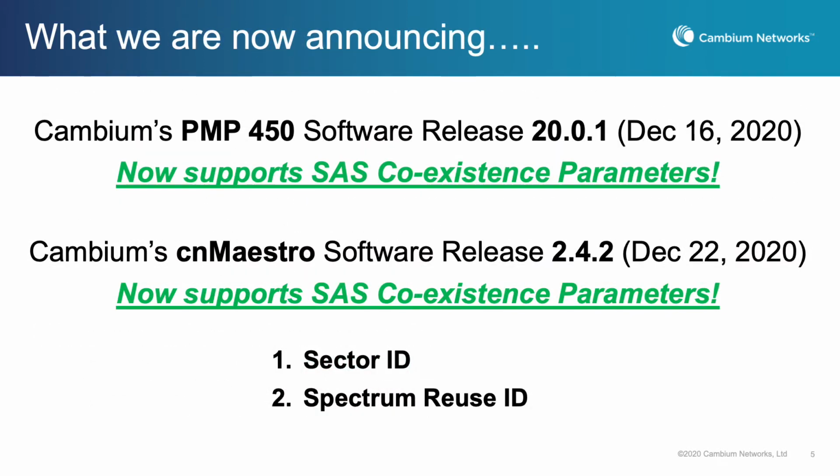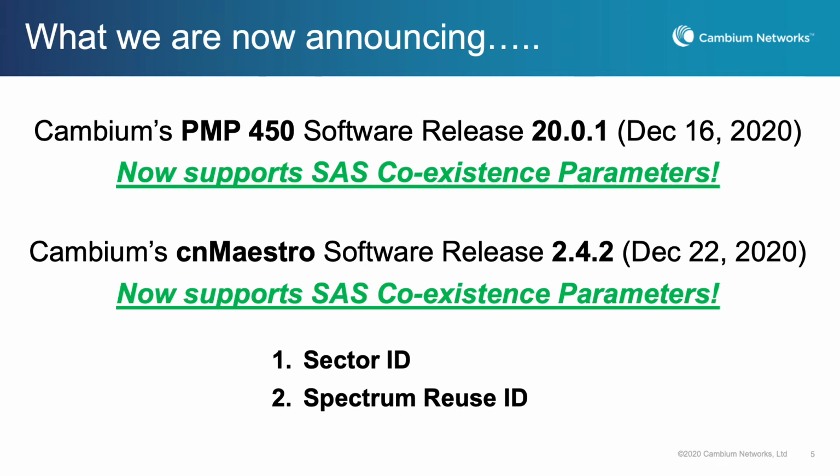In order to take advantage of this new feature, operators need to upgrade both the radio software and the cnMaestro software. The radio software that supports coexistence parameters is release 20.0.1, and the corresponding cnMaestro software is release 2.4.2. Make sure you upgrade both of them. Of course, if you use cnMaestro Cloud, that will be automatically upgraded.